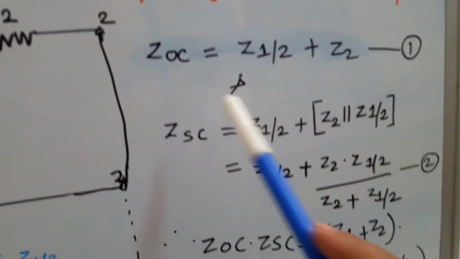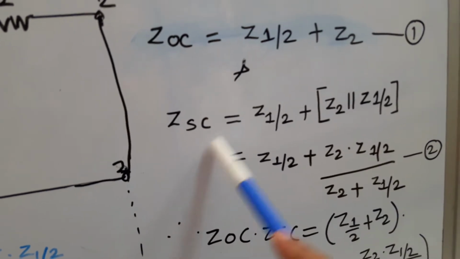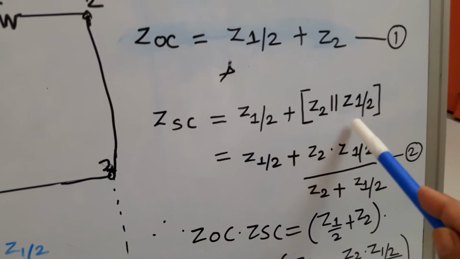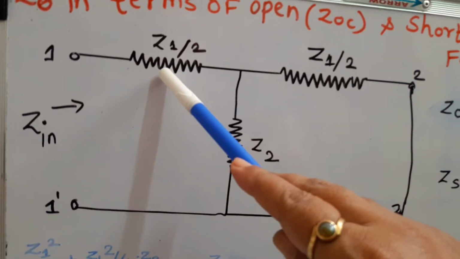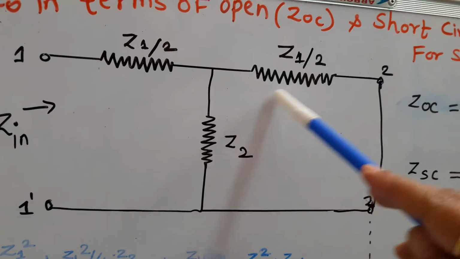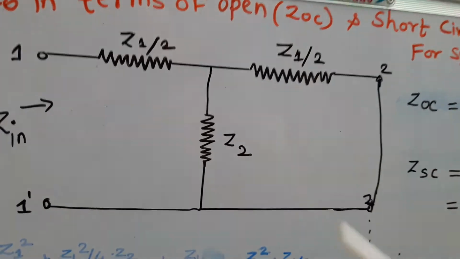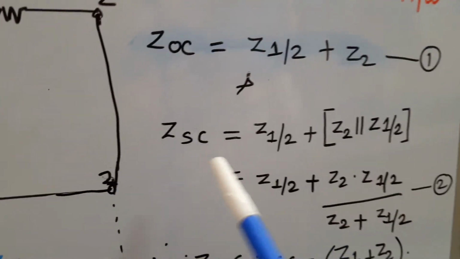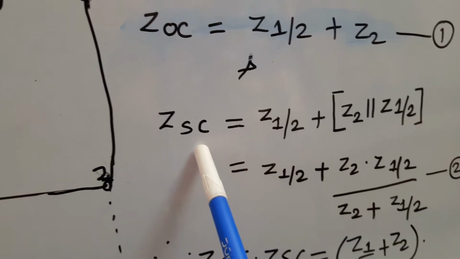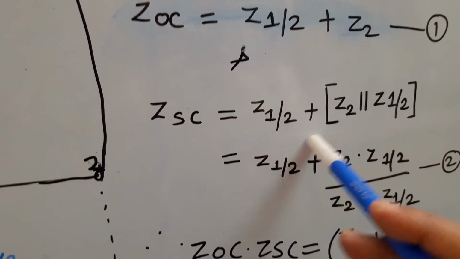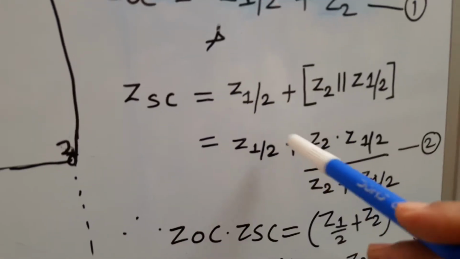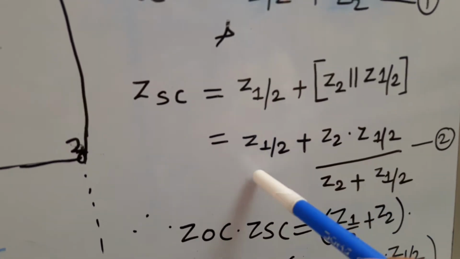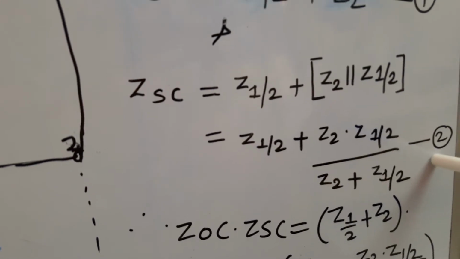This is nothing but the impedance seen from the left hand side when the right hand side is short circuited. So this is labeled as ZSC: Z1 by 2 in series with the parallel combination of Z2 and Z1 by 2. From the figure only we are calculating ZSC and ZOC. So for this symmetrical T network, ZSC is equal to Z1 by 2 plus Z2 in parallel with Z1 by 2. Expanding, it is Z2 into Z1 by 2 divided by Z2 plus Z1 by 2, plus Z1 by 2. This is labeled as equation number 2.